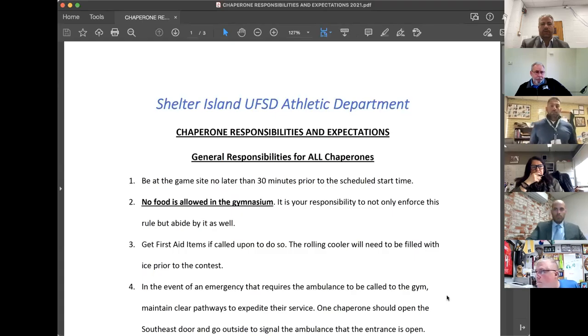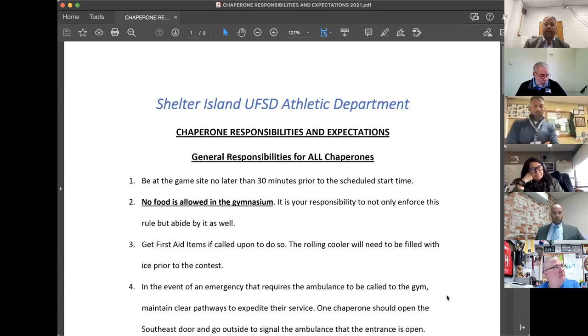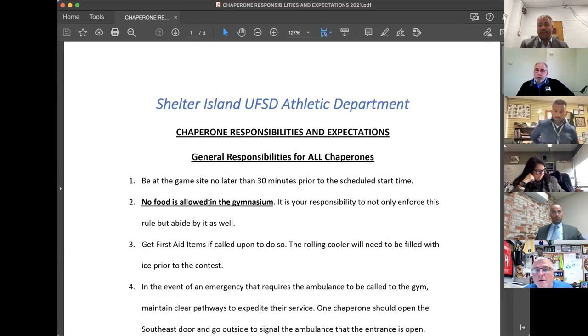Okay. So here, this is the general responsibilities for all of our chaperones. Be at the game site no later than 30 minutes prior to the scheduled start time. Everyone should be here, yellow coat on, ready to go within 30 minutes beforehand. No food. This was a big thing. So no food in the gymnasium is a rule we have here.